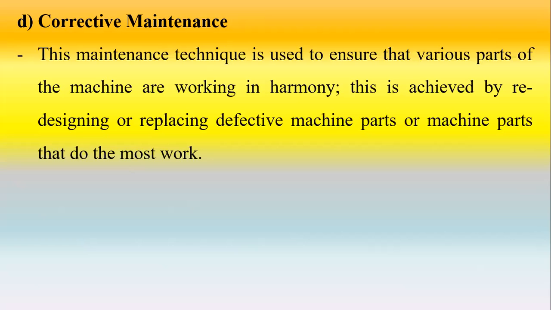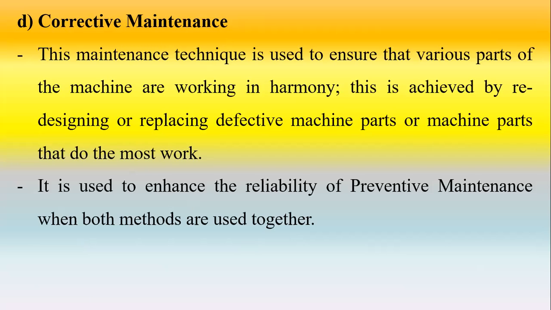The fourth type of maintenance is called corrective maintenance. This maintenance technique is used to ensure that various parts of the machine are working in harmony, and this is achieved by redesigning or replacing defective machine parts that do not work. It is used to enhance the reliability of preventive maintenance when both of these types of maintenance are used together. That is the preventive maintenance and the corrective maintenance.